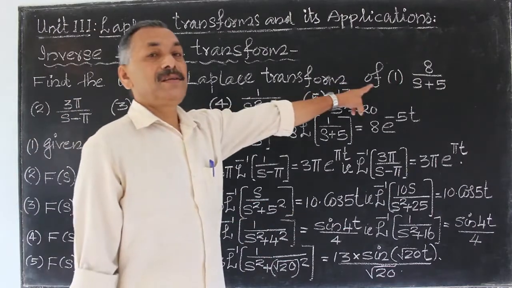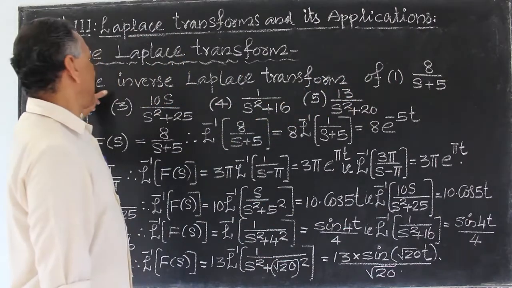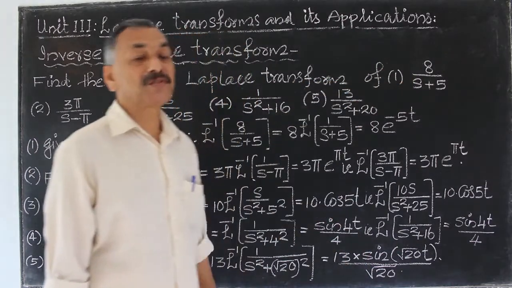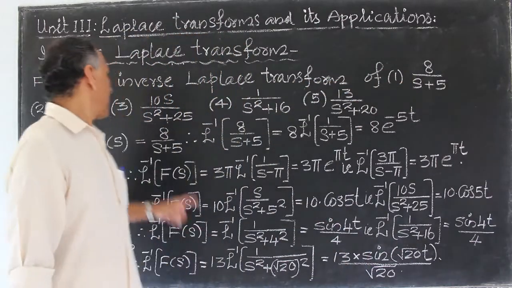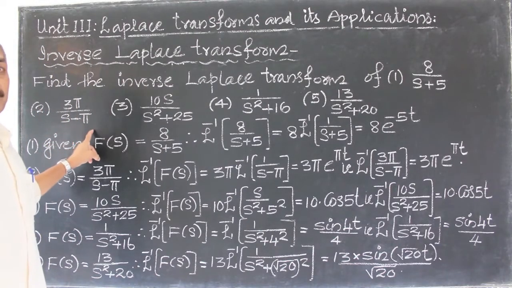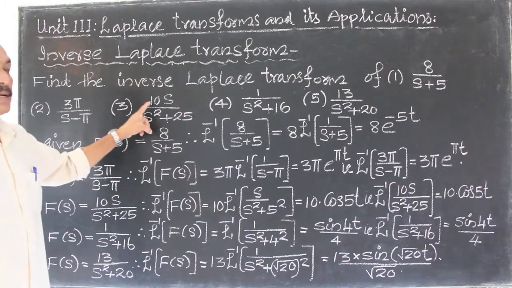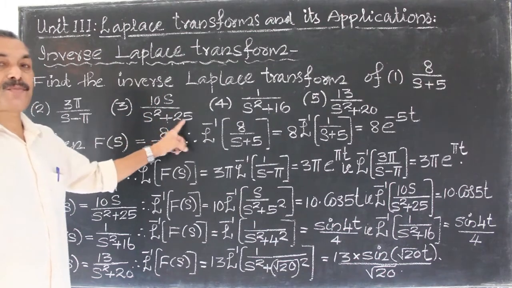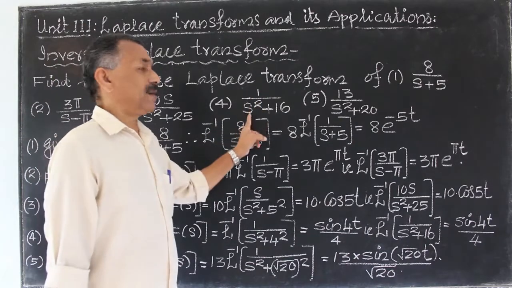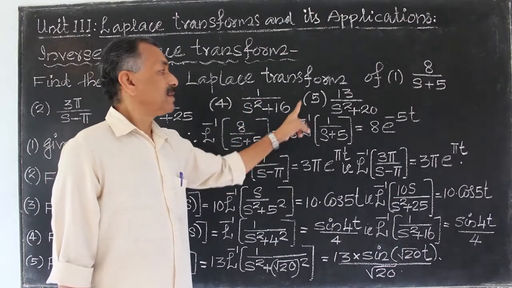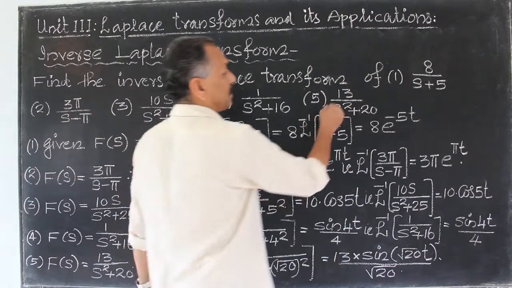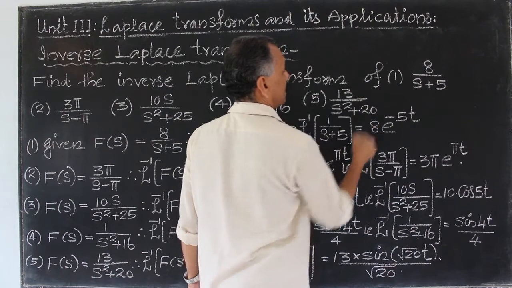First question: find the inverse Laplace transform of 8 divided by s plus 5. Second question, 3 pi divided by s minus pi. Third one, 10s divided by s square plus 25. Fourth, Laplace inverse of 1 divided by s square plus 16. Last one, f of s is equal to 13 divided by s square plus 20.